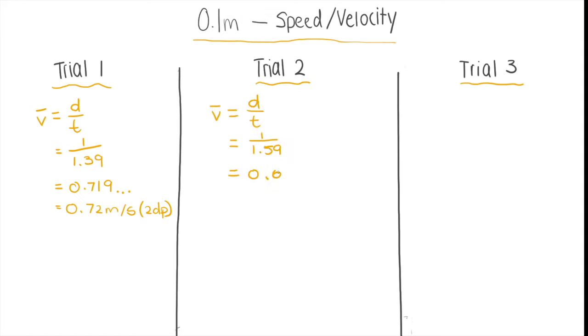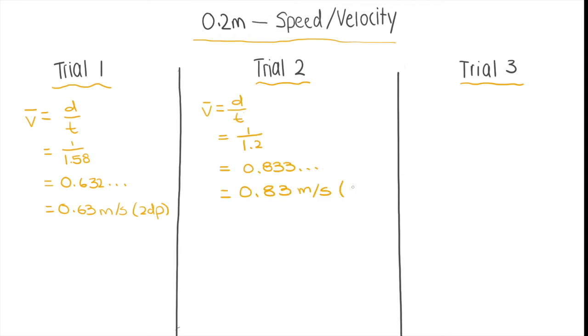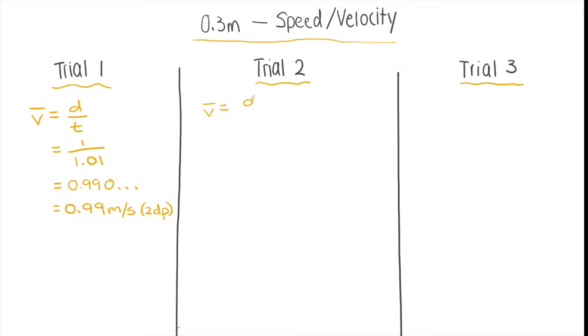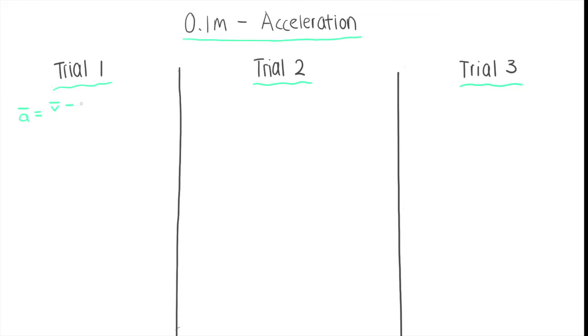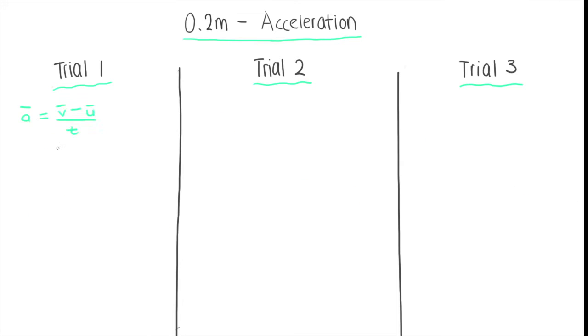We calculated the speed/velocity for each trial and height by using the formula speed is equal to distance over time. We also calculated the acceleration for each height and for each trial by using the formula acceleration is equal to final velocity minus initial velocity over time.